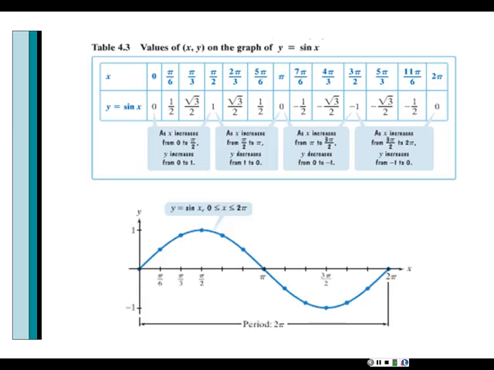For an example, the value of sine 370 will be similar to sine 10. Or the value of, let's say, sine 390 will be exactly like sine 30. You just subtract 360, and it will be the same. Because after 360 you are basically going to the same quadrant, and you are producing the same kind of angles.